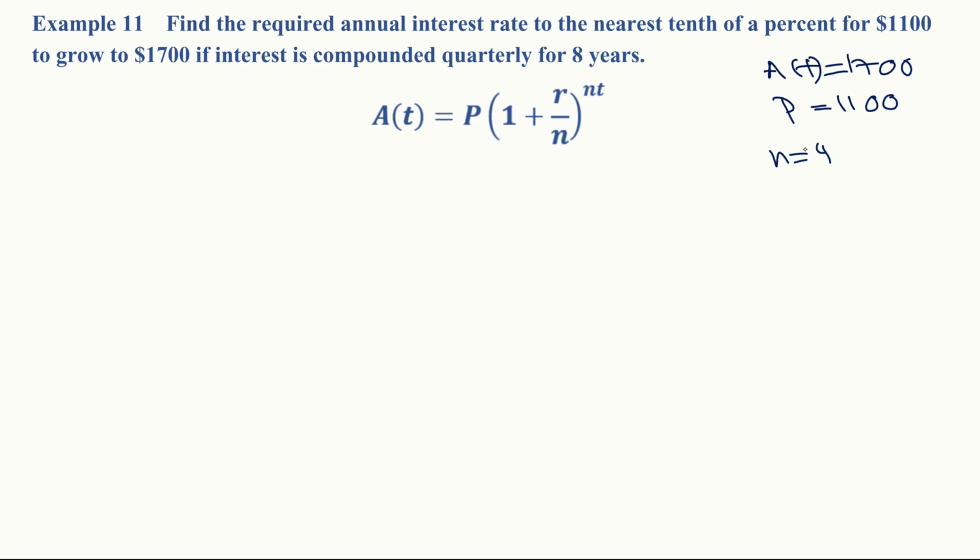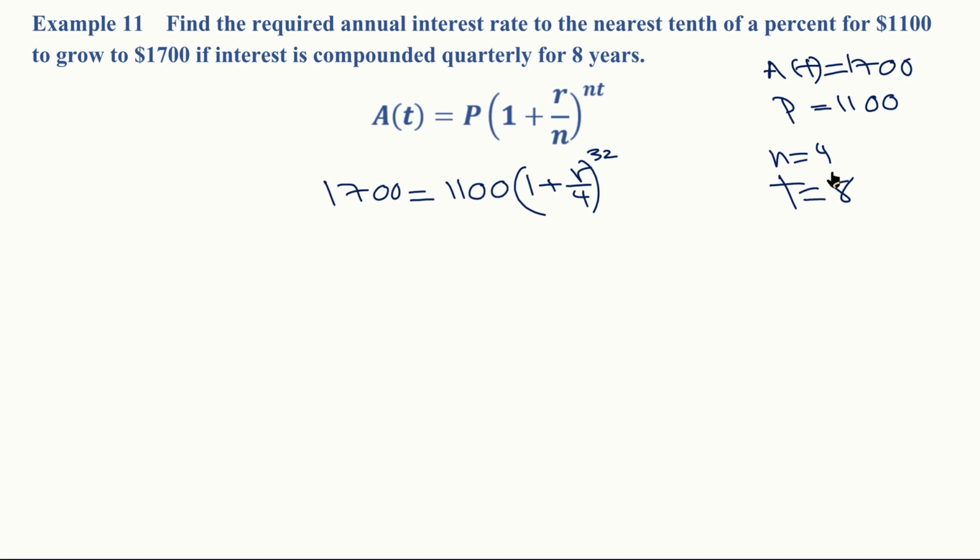All right, so n equals 4 here, and t is 8 years. So we'll just use 8. So we plug in 1700 equals 1100 times 1 plus r over 4 to the power of nt, which is 4 times 8, right? So 32.